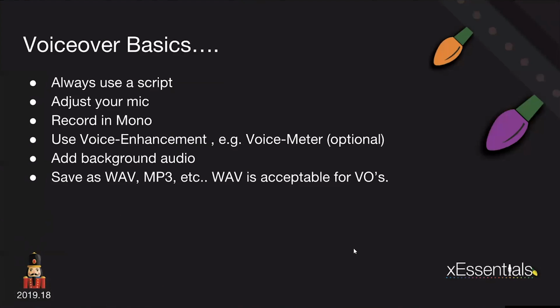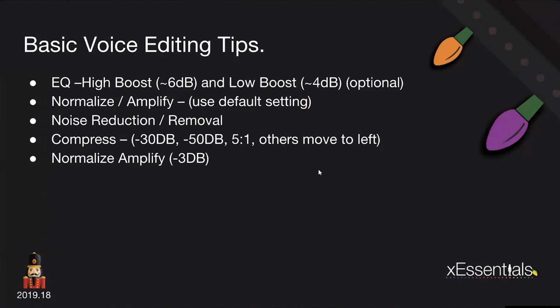Again, for doing voiceovers, always use a script. Always have that script, practice it a few times, adjust your mic, record it in mono. There's really no need to record in stereo, and there are some benefits of not doing that. Again, using the voice enhancement, you can add background audio, some of the ways we showed you, and WAV is certainly acceptable if you're doing voiceovers. Save it as an MP3. There are pros and cons to each. We'll talk about doing some voice editing. And again, these are just the way I learned how to do it. This is how I do it. There's no right or wrong in this.